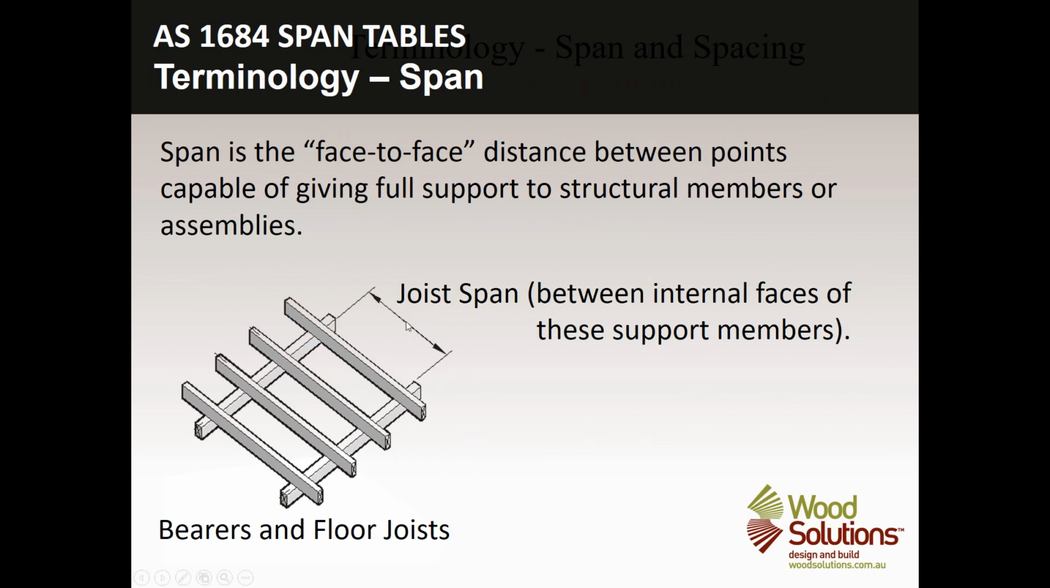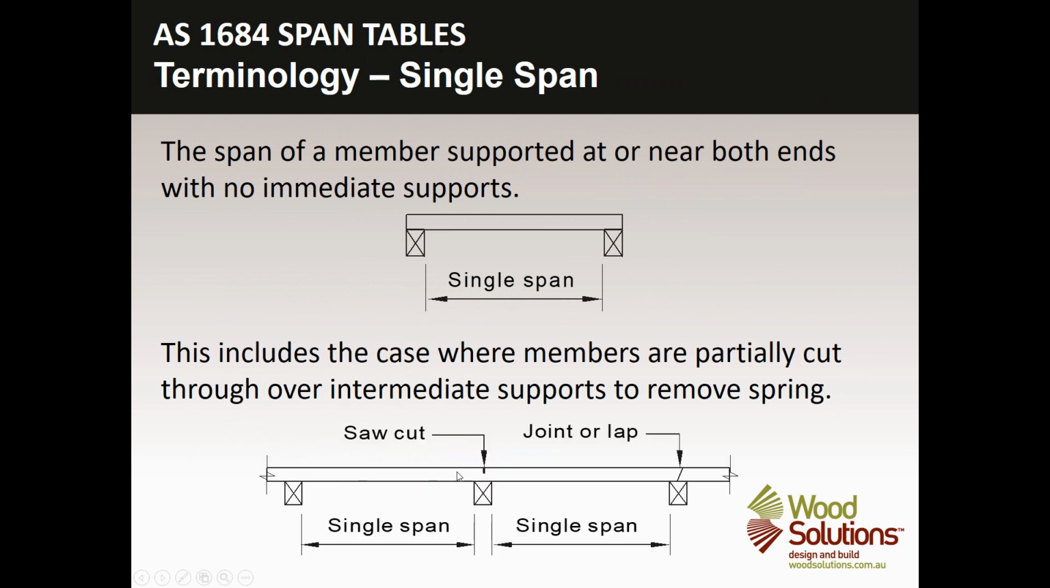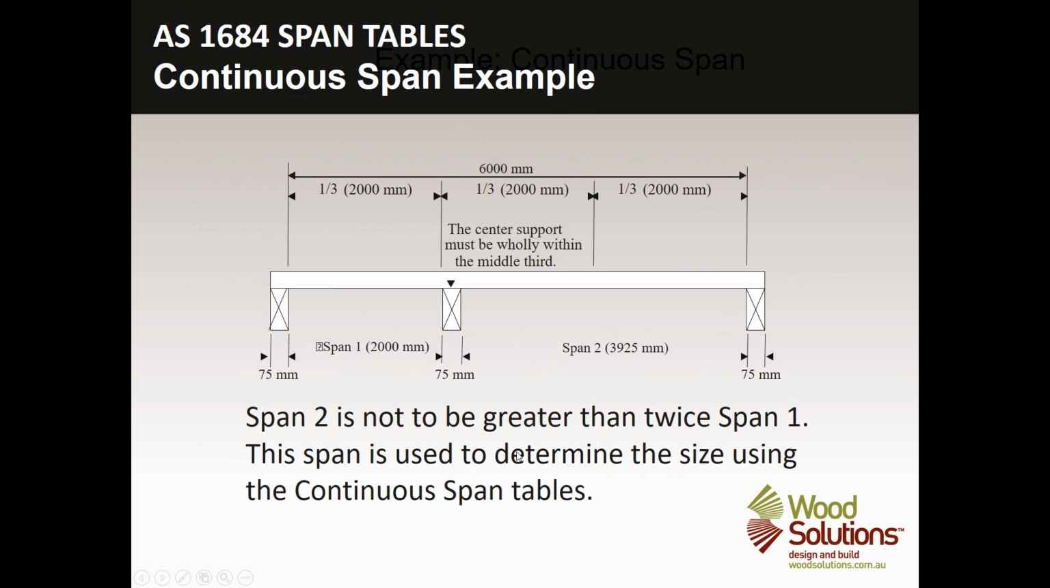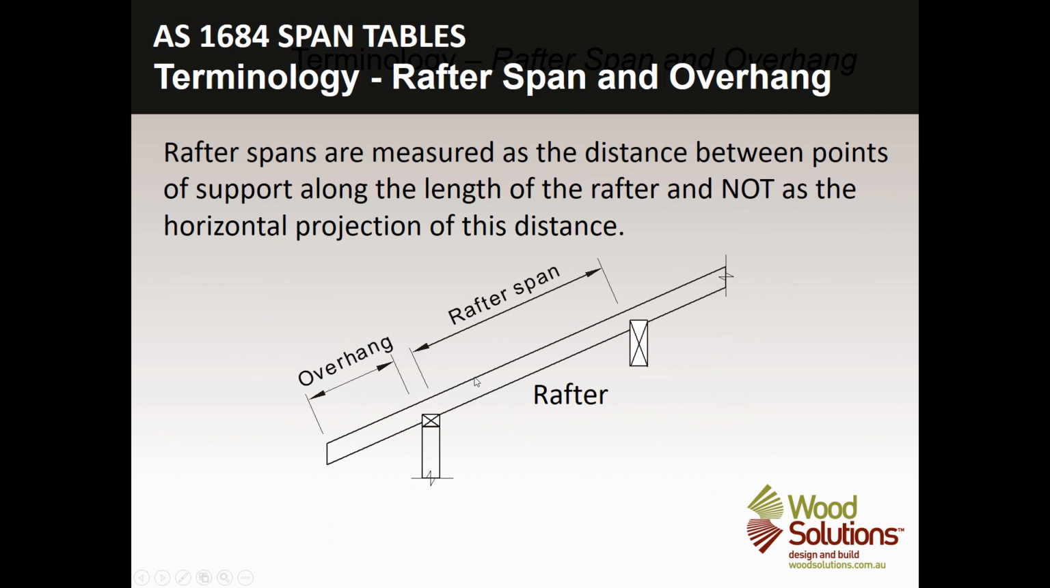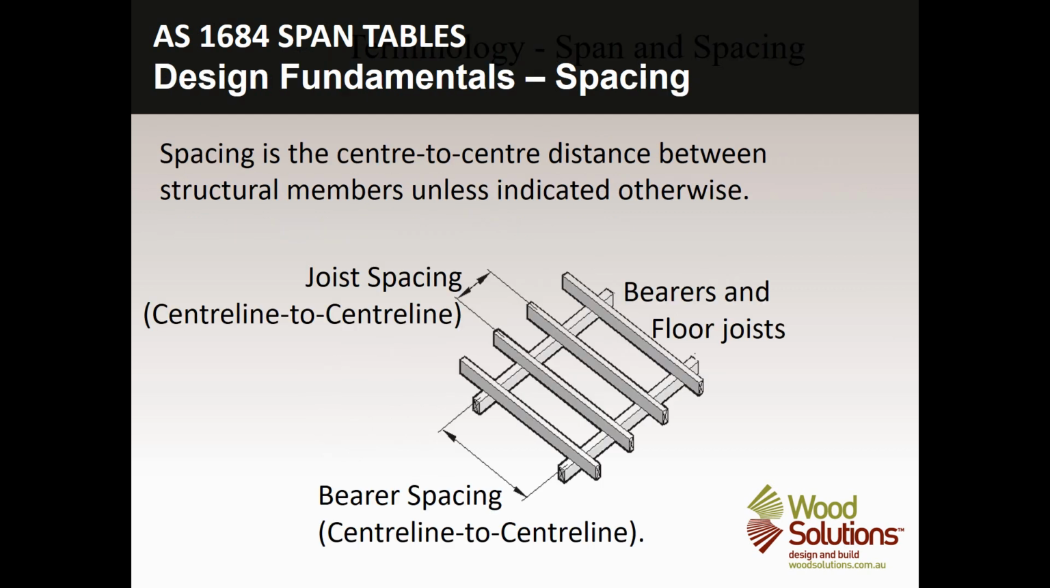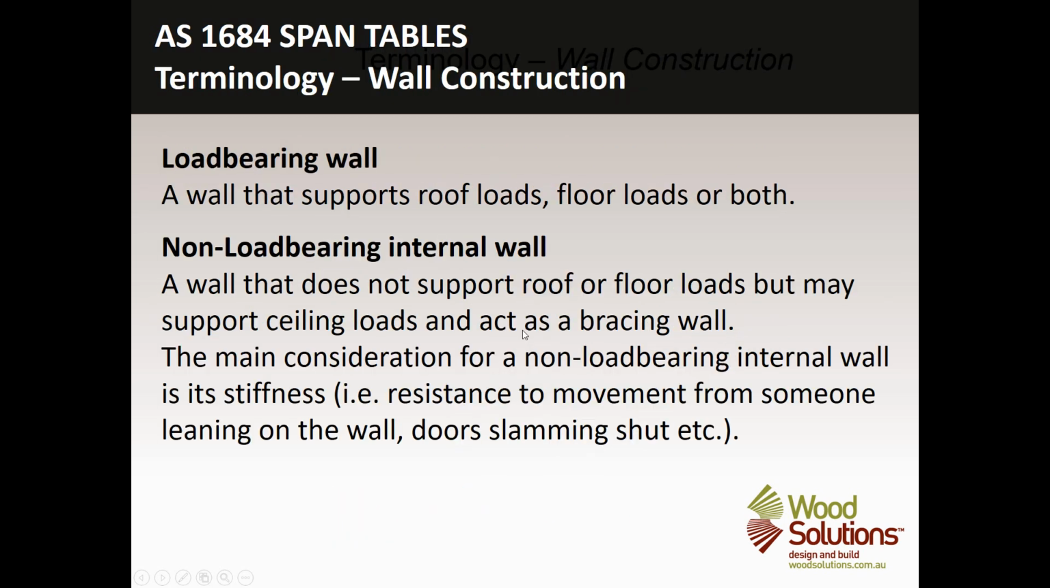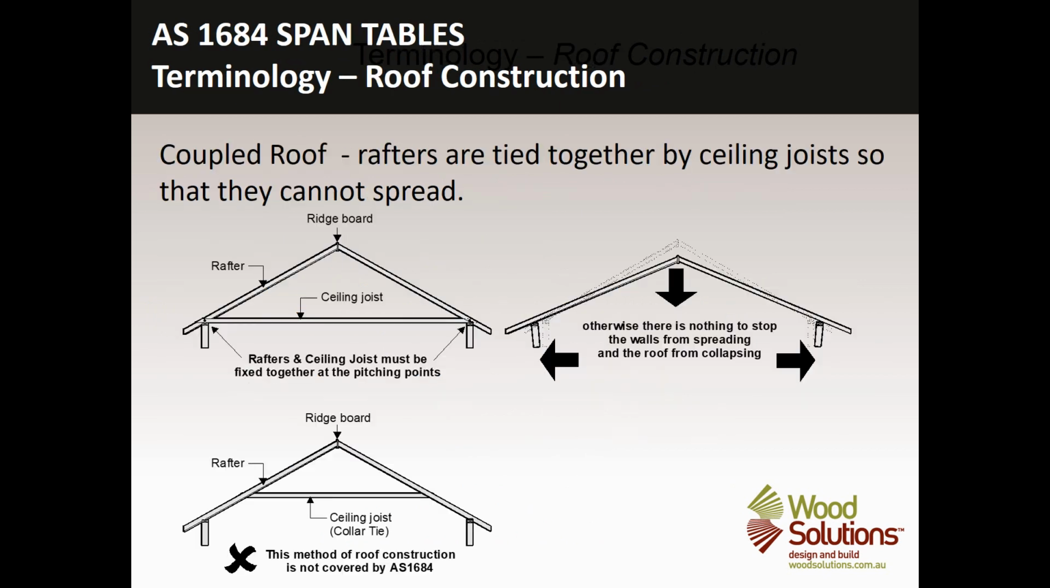We distinguish between span, single span, continuous span. And rafter span is measured along the length of the rafter, not the distance in a horizontal fashion from ridge to wall frame. The spacing differs from span in that the spacings are measured from centre of the members to centre of the members. Differentiated between load-bearing wall and non-load-bearing wall. And we've arrived at coupled grooves.